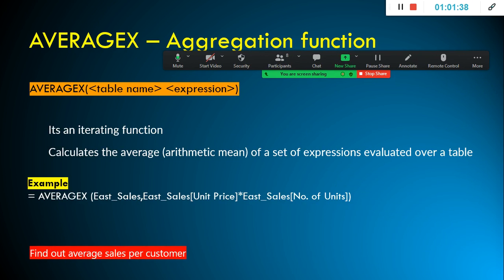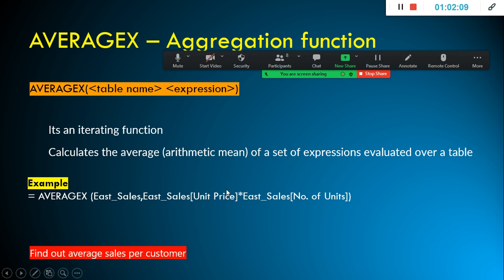So, average x, it's an iterator function. Whenever you see any aggregation function name followed by x, not only aggregation, anything, okay? So x means iterator, an iterating function. The first argument is supposed to be a table name, then an expression, and it calculates the average.